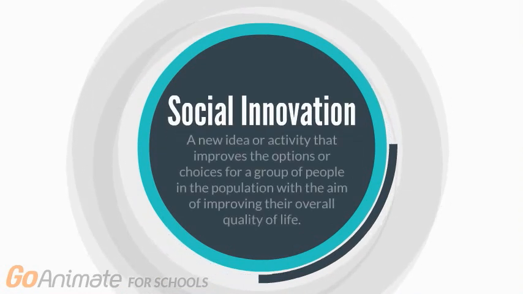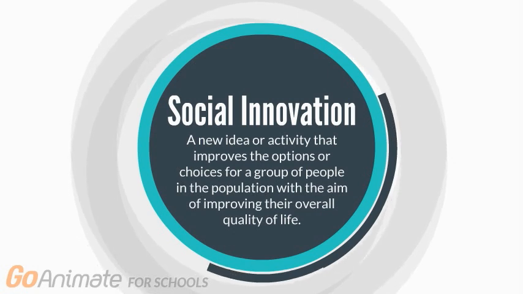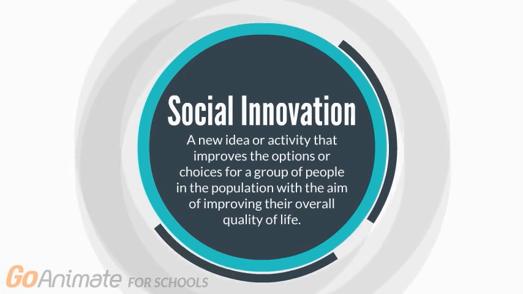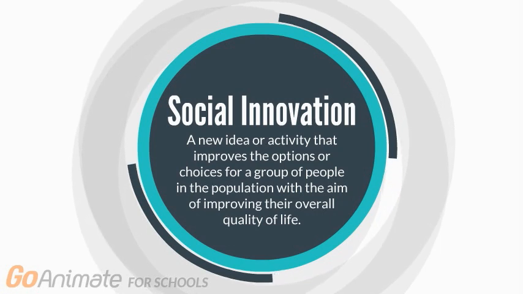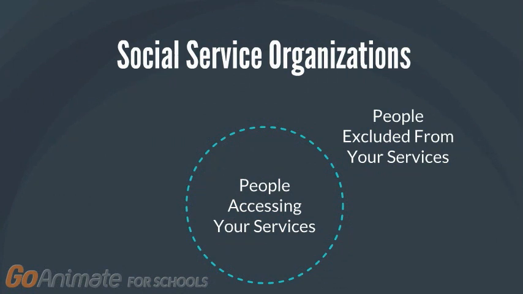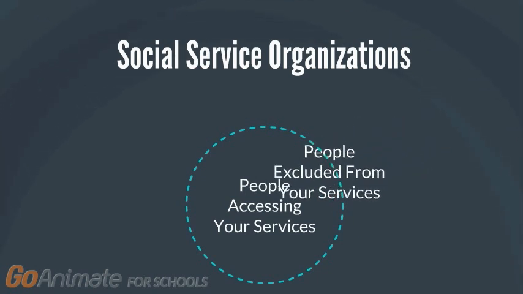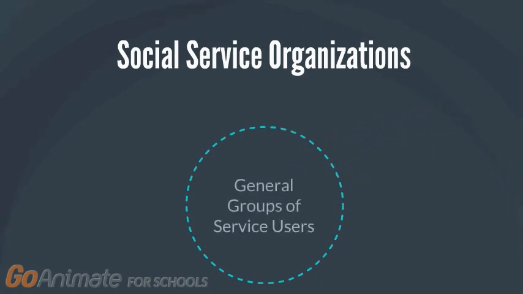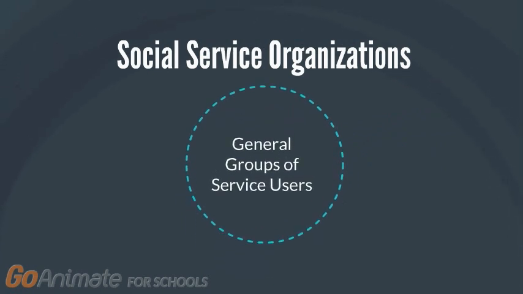Social innovation refers to a new idea or activity that improves the options or choices for a group of people in the population with the aim of improving their quality of life. This group of people refers to the population of people accessing your services and the people excluded from your services due to the current focus of your organization. Socially innovative programs address persistent or emergent social issues that have a negative impact on general groups of service users in a way that creates improved social outcomes for members of the service user group.